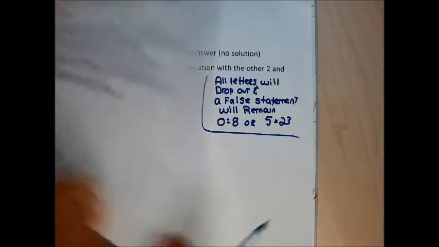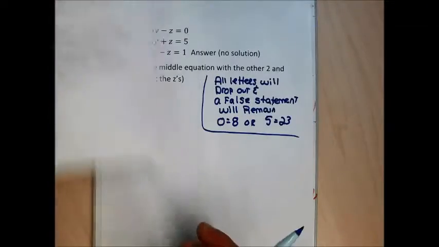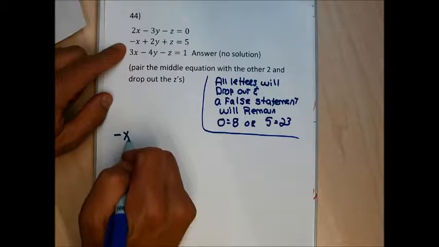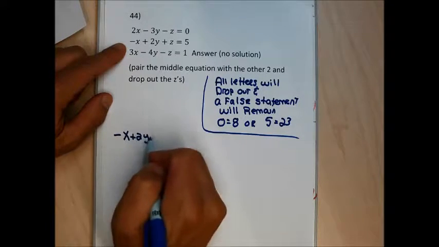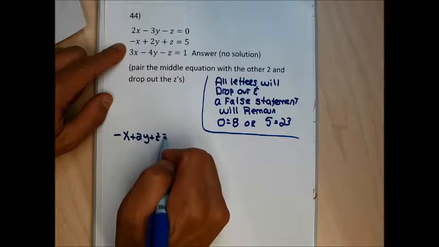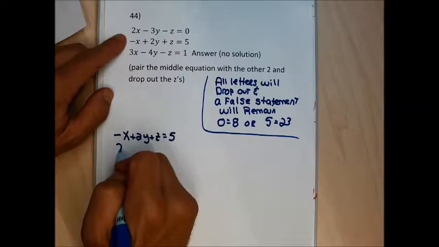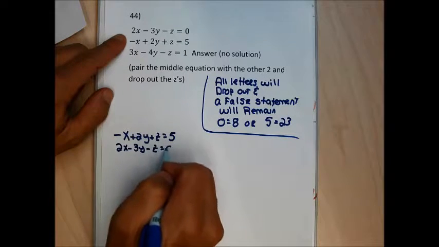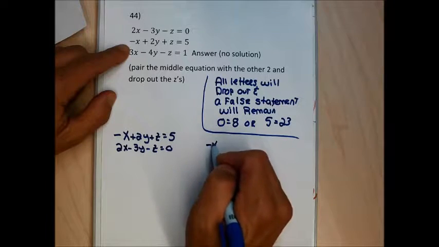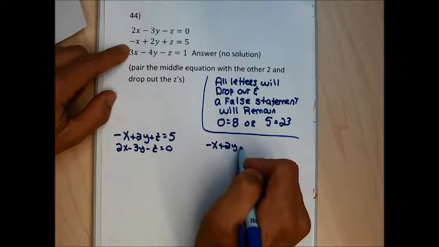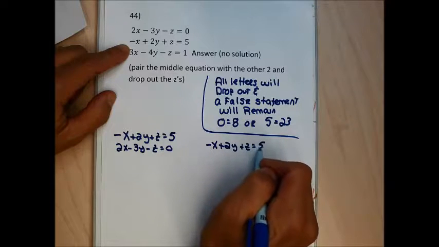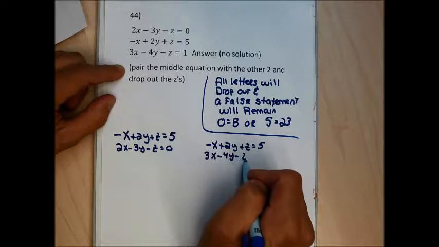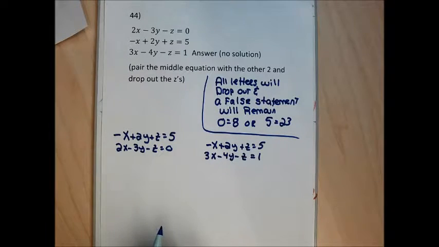So step 1, pick an equation, pair it with the other two. I said pair the middle with the other two, so I'm going to do that. I'm going to take the middle, negative x plus 2y plus z equal to 5, and pair it with the top, 2x minus 3y minus z equal to 0. And I'm going to take that middle equation, negative x plus 2y plus z equals 5, and pair it with the bottom, 3x minus 4y minus z equal to 1. So done with step 1.